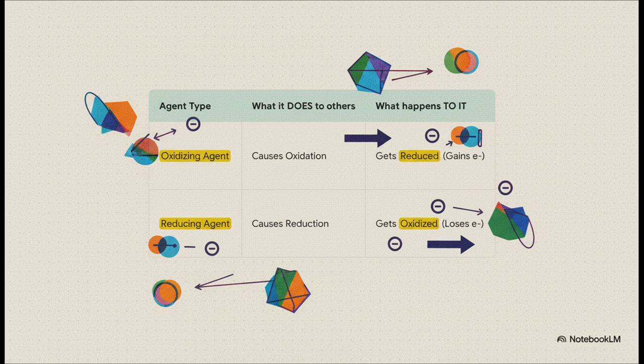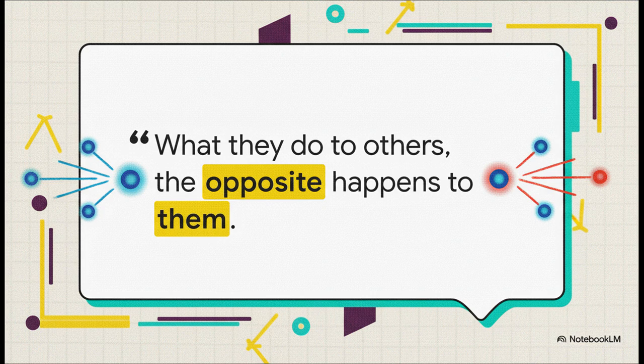Make sense? Right? But here's the twist. Whatever it does to the other substance, the opposite happens to the agent itself. This is the rule you need to walk away with. Let's just say it again to make it stick. The oxidizing agent is the one that takes the electrons, which means it gets reduced. And the reducing agent, it's the one giving the electrons away, so it gets oxidized.